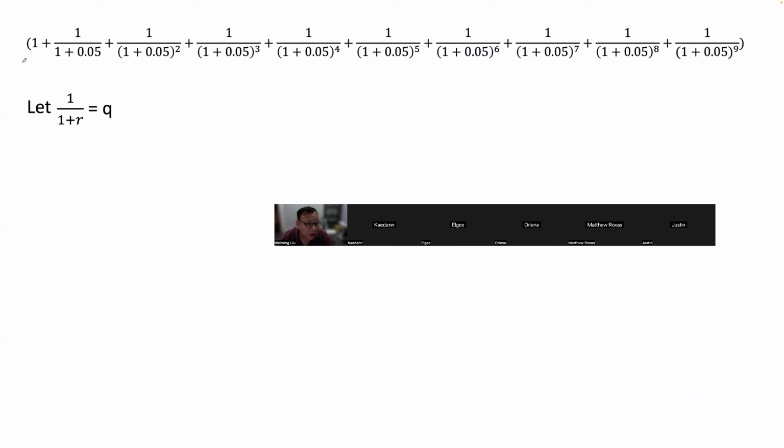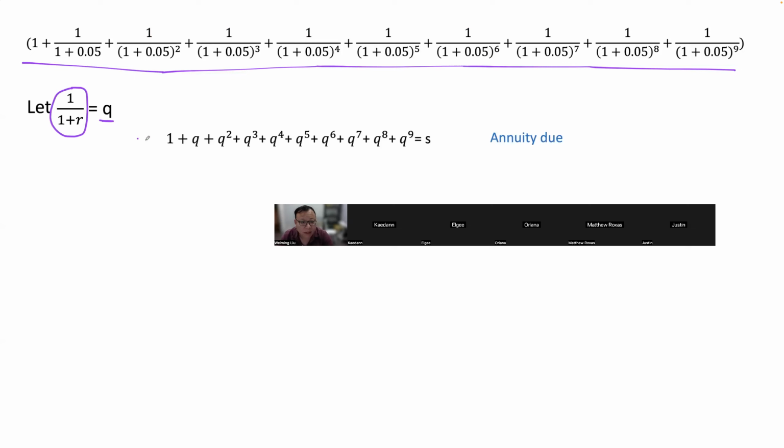Okay, so we are trying to solve this, right? This is the sum of the equal payments, discounted. So we're going to solve this equation. To simplify this, we let 1 divided by 1 plus R equal Q. So now the top equation becomes a much simplified version, easier to look at. So you have 1 plus Q plus Q squared up to Q to the power 9, and I set this equal to S.